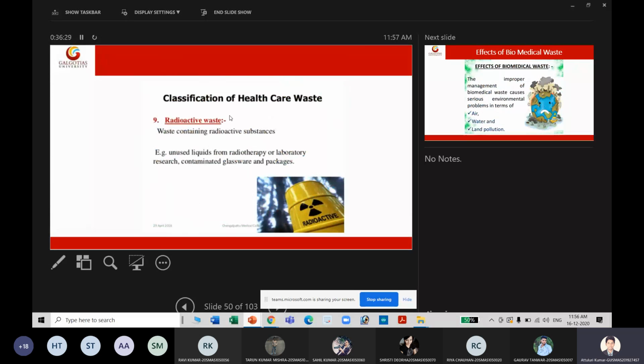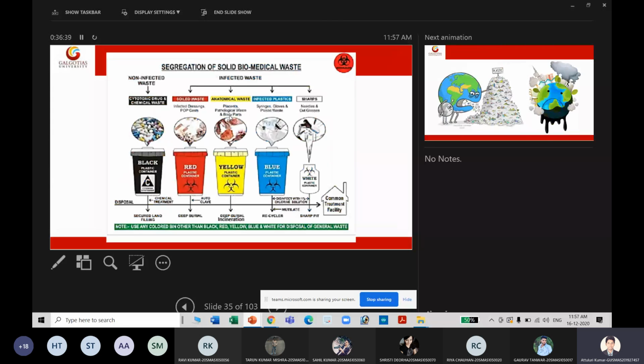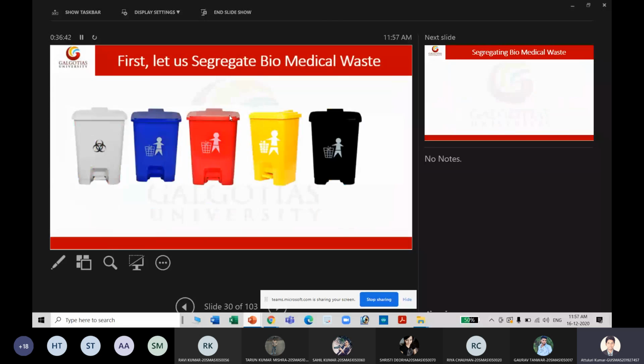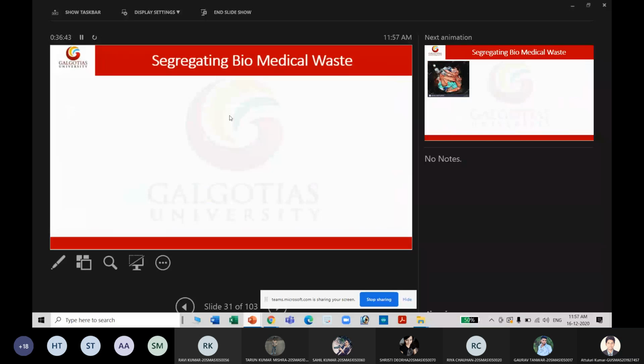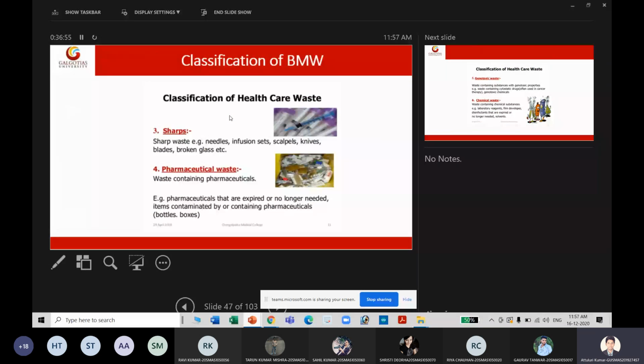In the next lecture we can discuss the effects of this waste on the environment. A quick revision of today's lecture: we discussed the segregation of waste, the classification, definition, and sources of waste, and we classified the waste.